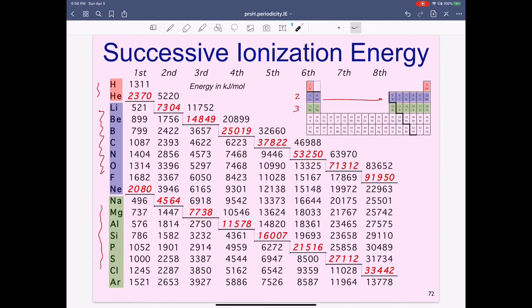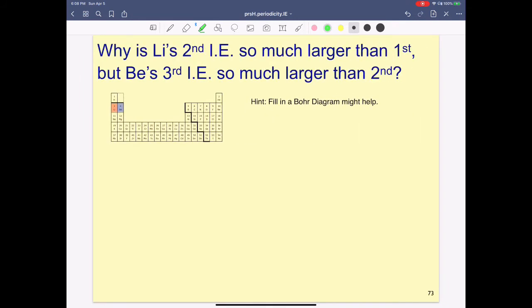Of course, if we look back up, boron, 900, 2,400, not quite triple, not even double. Then 3,600, then, whoa, 25,000. So what's causing these, of course, they're highlighted in red, what's causing these interesting, very large increases over the previous ionization energy? One might want to say, why is it that lithium's second ionization is so much larger than its first? But why is it for beryllium, its third ionization energy is so much larger than its second?